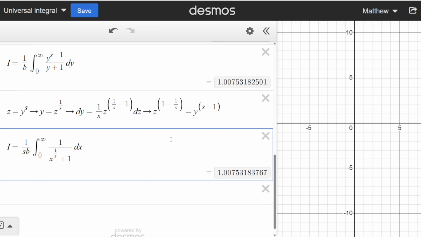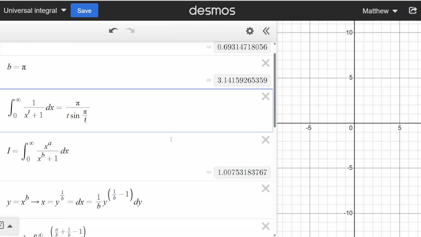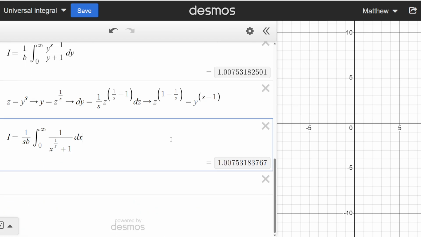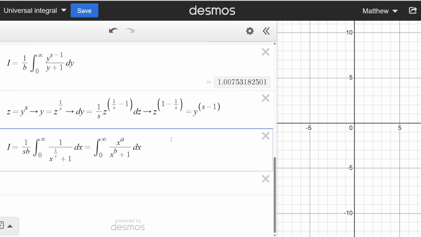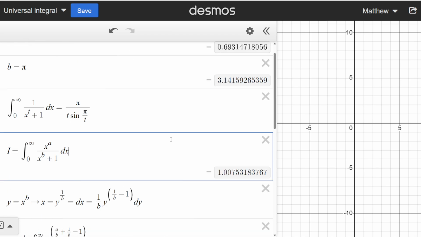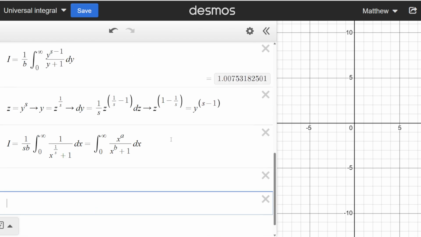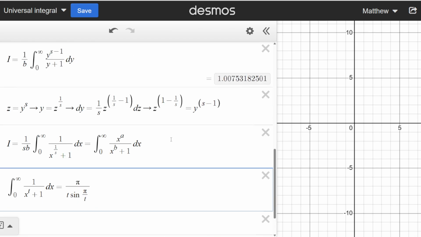So don't forget, this is equal to what we started with. This was our original I. This is equal to this. It's equal to this. All right. Well, now I told you we were going to be using this tool right here. So let's paste that in there. Now, let's see. Let's multiply both sides by 1 over s.